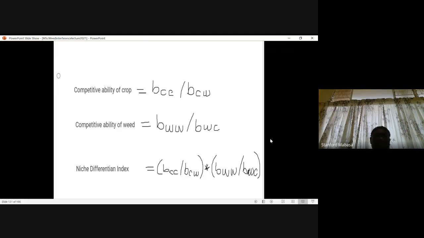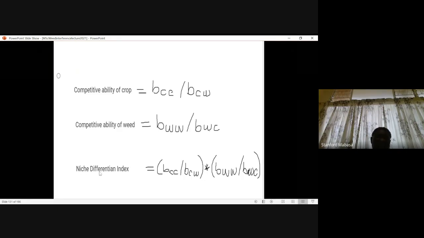Now, the competitive ability of the crop and the weed can also be estimated. We can use these coefficients BCC divided by BCW to estimate the competitive ability of the crop. We can also estimate the competitive ability of the weed by dividing BWC into BWW, which we get from those equations.